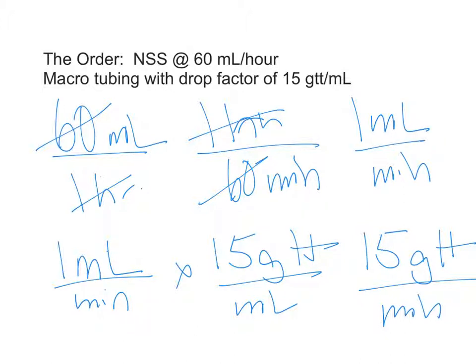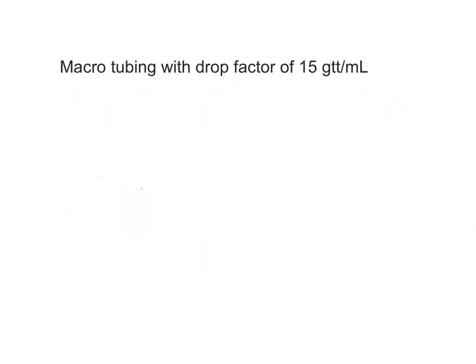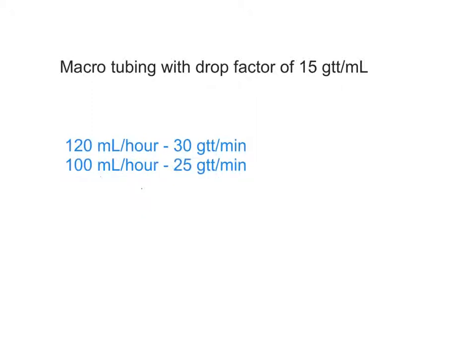Okay, so I know I went through that pretty quickly, but I think everyone should be catching on at this point. And let's just recap what we ended up with. When we had an order for 120, we had 30 drops per minute. When we had an order for 100 mLs per hour, we ended up with 25 drops per minute. And when we had 60 mLs per hour, we had 15 drops per minute.